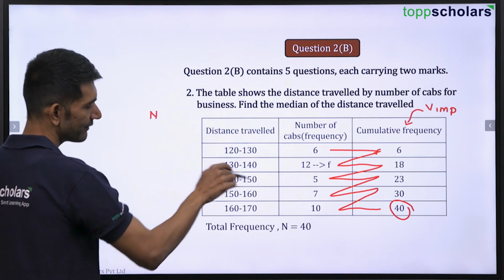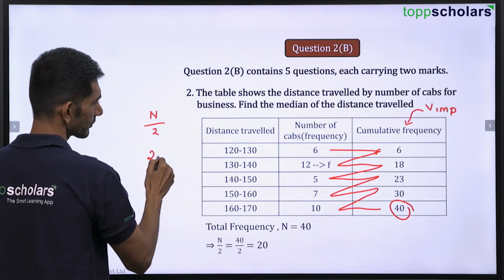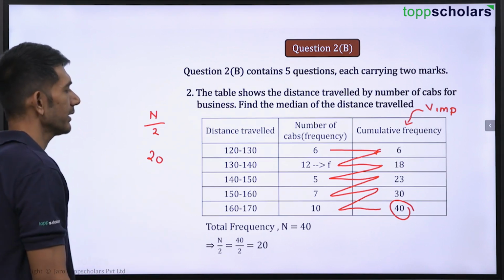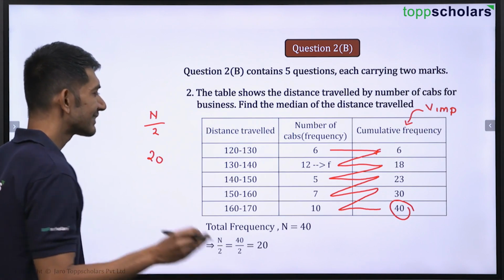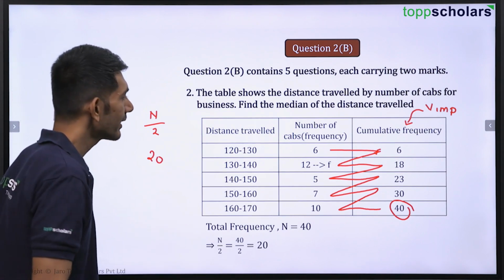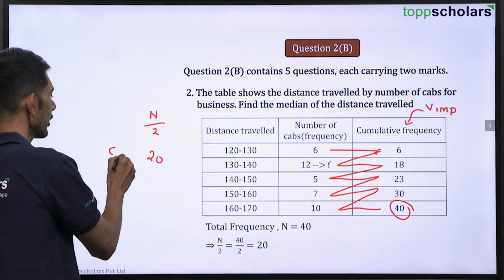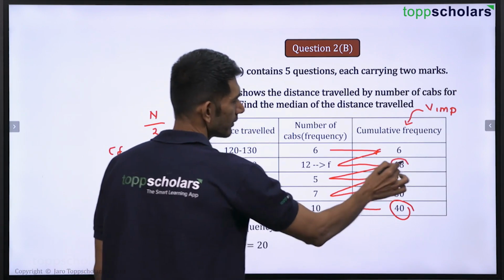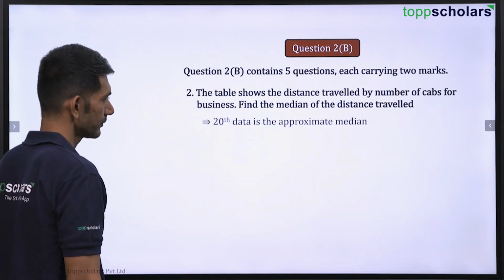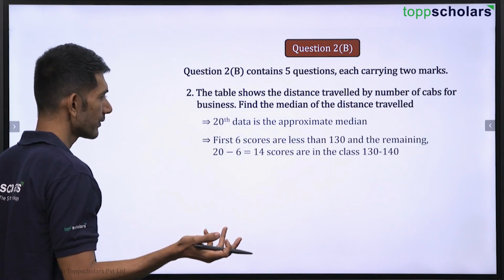Okay, so we already have it here. Then we do n by 2. N by 2 is 20, right? So which is the value slightly closer to 20? Can I say it is 18? In the cumulative frequency column, cumulative frequency is slightly less than 20. It is over here, correct? So that is the approximate median, right?